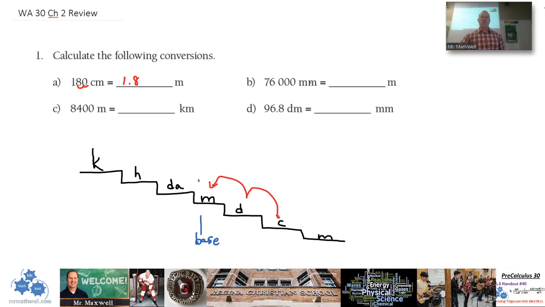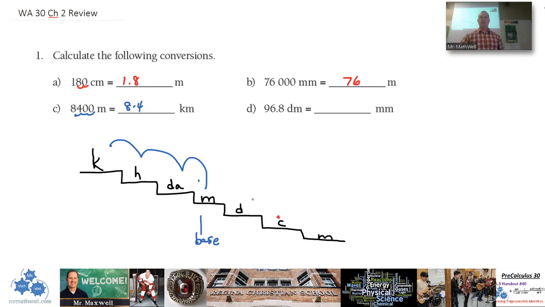Again, if we want to do millimeters to meters, you start at millimeters here, and you go 1, 2, 3 steps to the left, and so the decimal place goes 1, 2, 3 to the left, and that's 76 meters. So 76 meters is 76,000 millimeters. As we move through here, meters now to kilometers, we're going backwards again, 1, 2, 3. So that's 8.4.